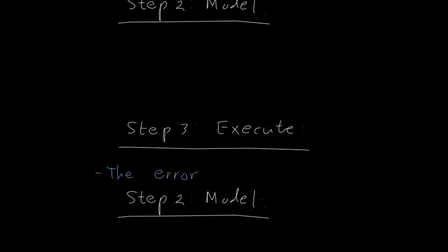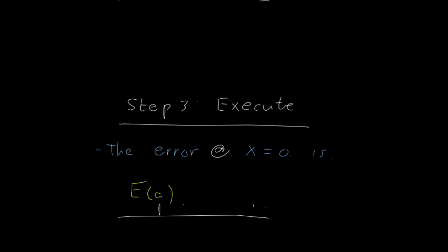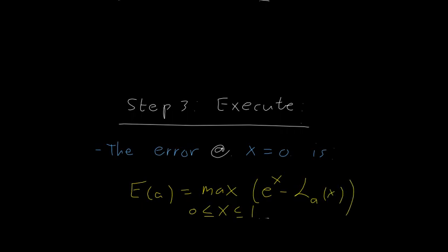there at x equals 0, right? So at x equals 0, well, we know what that is, right? Let's look at the error function. We know that the error function was defined as capital E as a function of a is equal to the maximum, where 0 is smaller or equal to x, smaller or equal to 1, of e to the x minus capital L subscript a of x, okay? We want to evaluate this error at x equals 0, okay? So that's what we're going to be looking at.